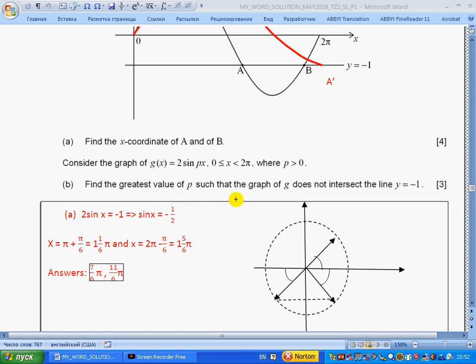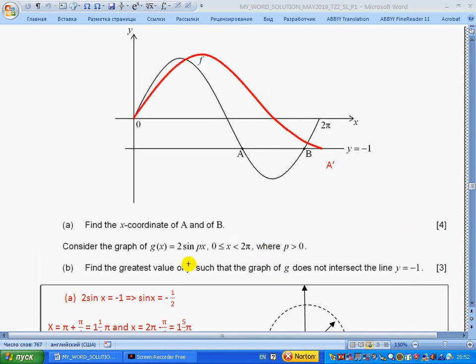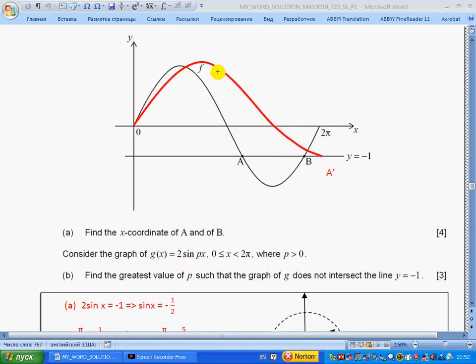Find the greatest value of p such that the graph of g, so we consider the graph of g equals 2 sine px, does not intersect the line y equals minus 1. So when we multiply x by p, we are stretching our graph, and here they want us to find the value of p such that our new graph doesn't intersect y equals -1 in this region.